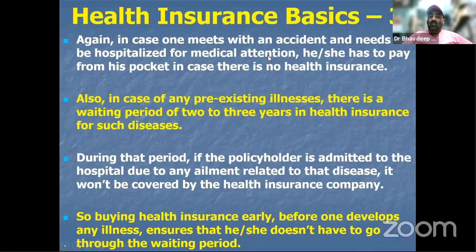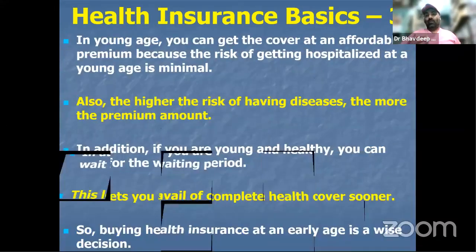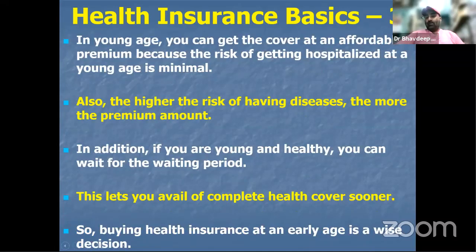Then if there is no health insurance, you need to cover for that. If it is an accidental part, make sure it is also covered in those health insurance policies. And pre-existing illness has a 2 to 3 year waiting period. So if you enter late and you are already affected with any disease, you will have to go through that waiting period. In young age, the premium is less, the risk is less, and you can easily wait out the waiting period as well. So you can avail the health coverage soon, because अमर होके तो कोई भी नहीं आया है, ना कोई ये सोच के आया कि मैंने कभी बीमार नहीं होना. We all fall ill one time or the other.